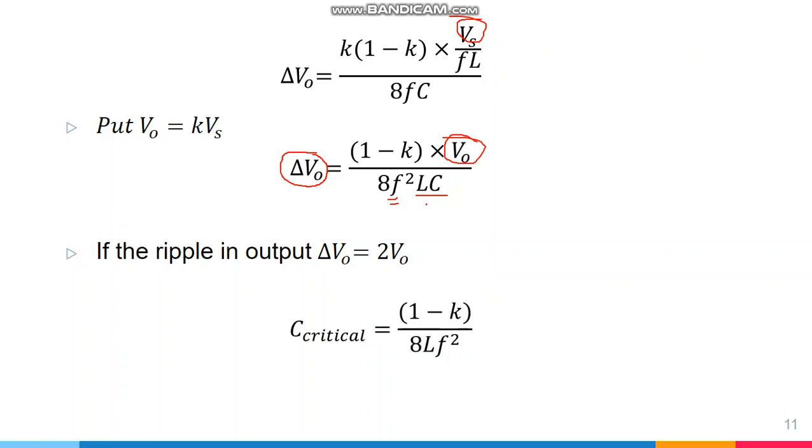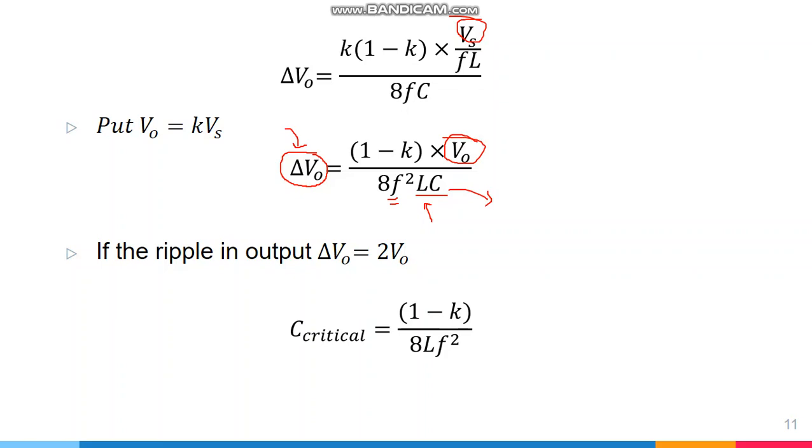And we have already calculated the value of this inductor. So depending on which of these is known, either delta V or capacitance, whichever one is known, we can calculate the other quantity. Either we can calculate the capacitance or we can calculate the ripple in output voltage.